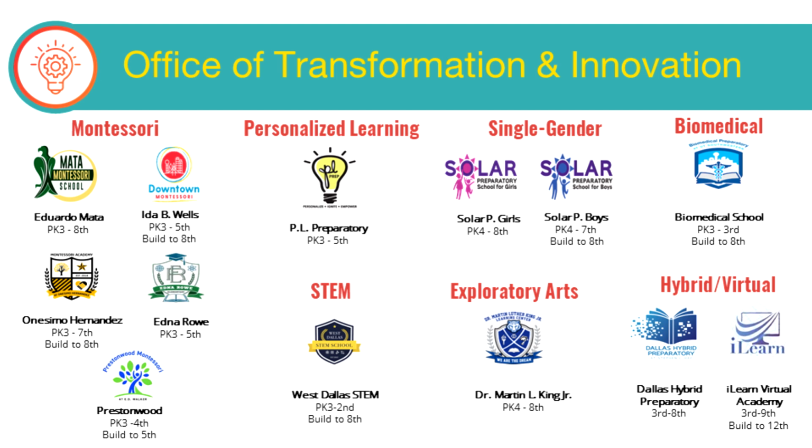Now, let's look at our elementary school transformation options. The boxes underneath each campus logo are the range of grade levels that will be offered in campuses in the fall of 2024. Our Montessori schools include multi-age grouping, uninterrupted work cycle, guided choice of work, prepared environments, hands-on materials, and social and emotional learning. Families have 5 Montessori options, including Mata Montessori, Montessori Academy in Hernandez, Downtown Montessori at Ida B. Wells, and Prestonwood Montessori at E.D. Walker, and our new campus in Monroe.